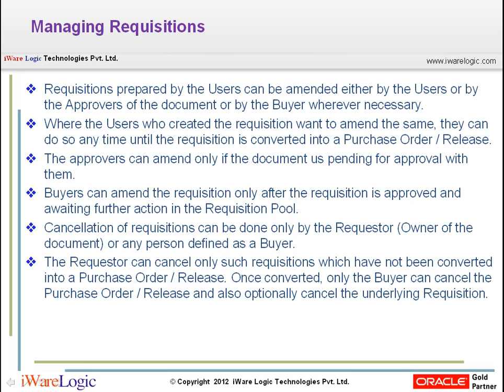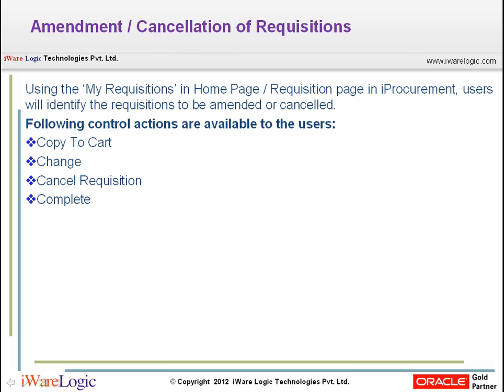Cancellation of the requisitions can be done only by the requester, that is the owner of the document, or any person defined as a buyer on that requisition. The requester can cancel only such requisitions which have not been converted into a purchase order or release. Once it is converted, only the buyer can cancel the purchase order or release and also optionally cancel the underlying requisitions. Amendment and cancellation of the requisition. Using My Requisitions on the homepage, the user will identify the requisitions to be amended or cancelled, and can perform actions like copy to cart, change, cancel the requisition, or complete the requisition.